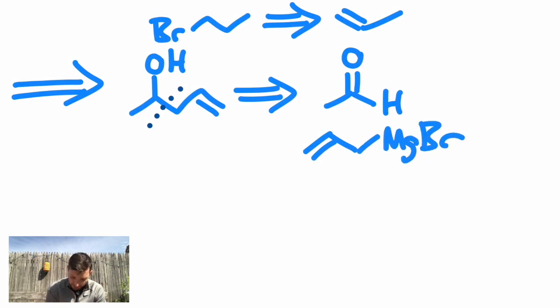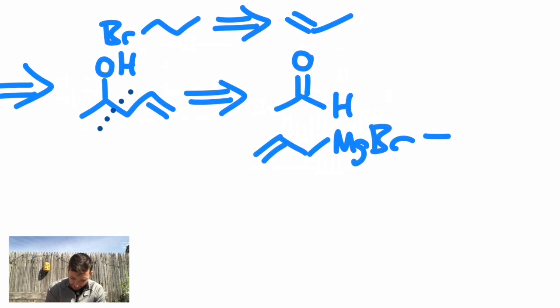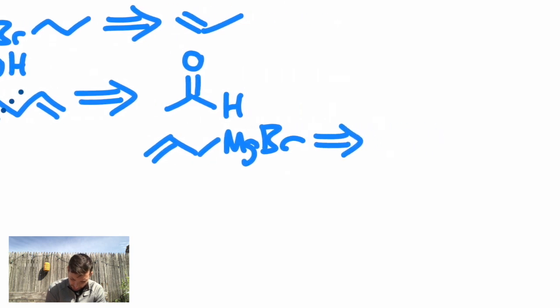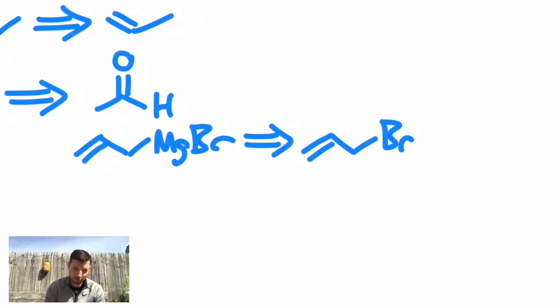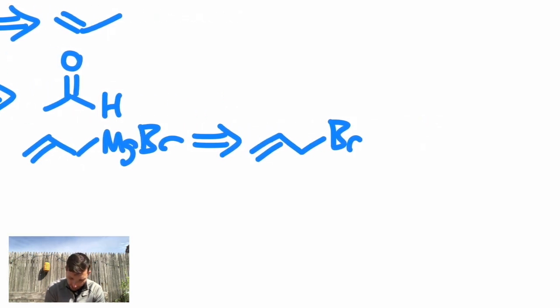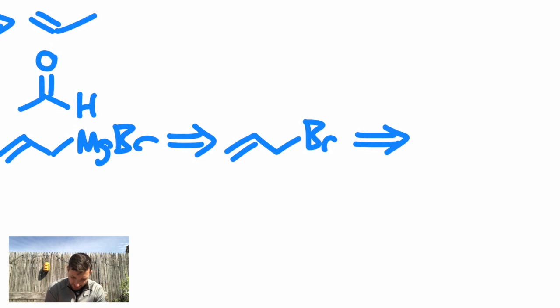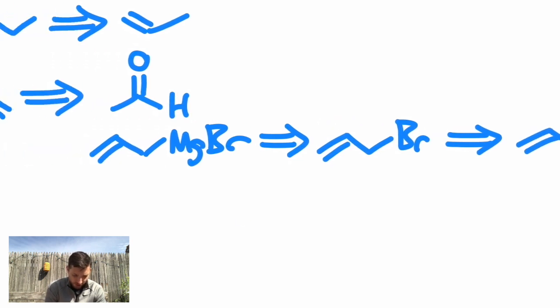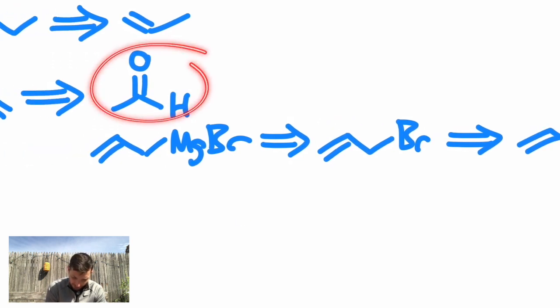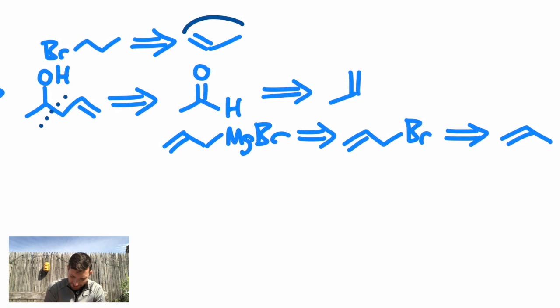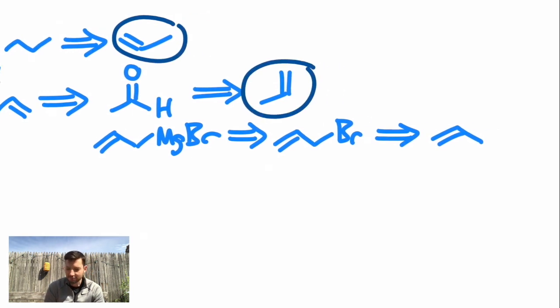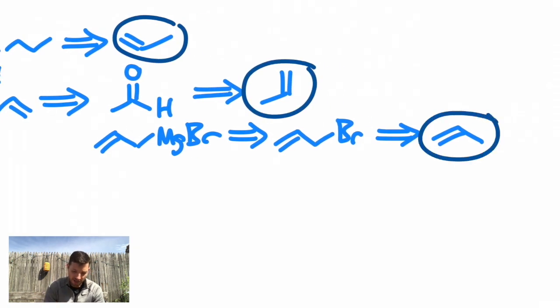And allyl Grignard could come from allyl bromide, which we can actually make using a radical bromination, an allylic bromination of propene. And then what about this 2-carbon aldehyde? Well, that can come from the ozonolysis of the same starting alkene. So we successfully got back to propene for every single one of these. Now we have to string it together and add our reagents and write it out as a forward synthesis.